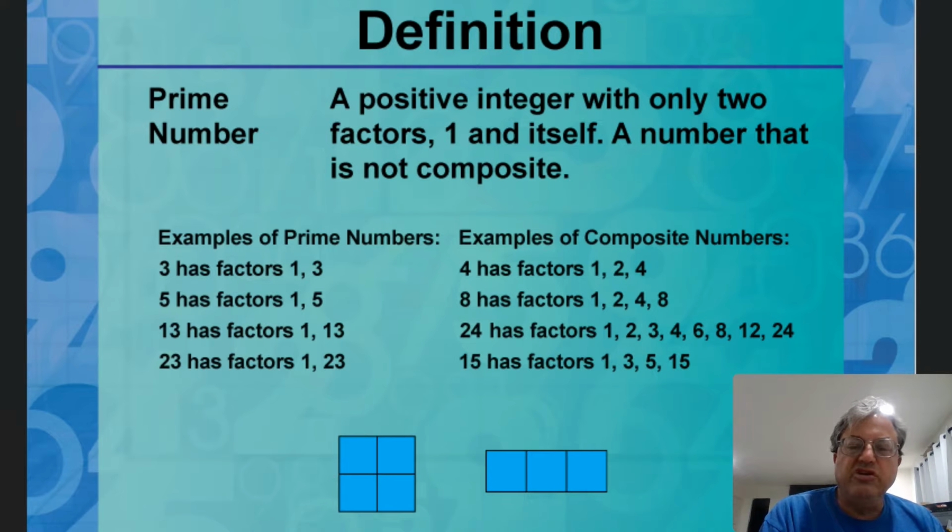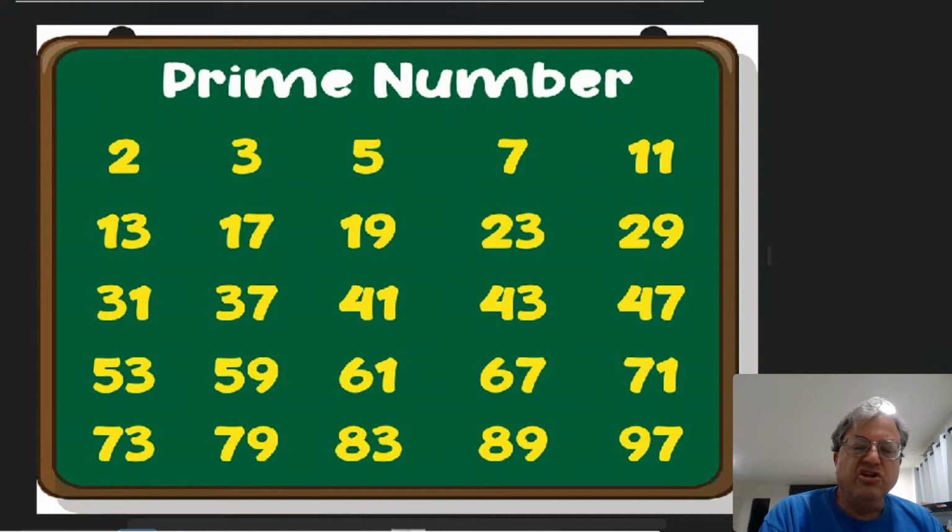Some people think one's prime. It's not. One is a special number, it's called a unit. But other than one, every other positive integer is either prime or composite. And all composite means is that you can factor it into a product of primes. It has more than two factors. So that's primes. And here's a short list of all the primes up to 100. And as you can see, there's 25 of them.